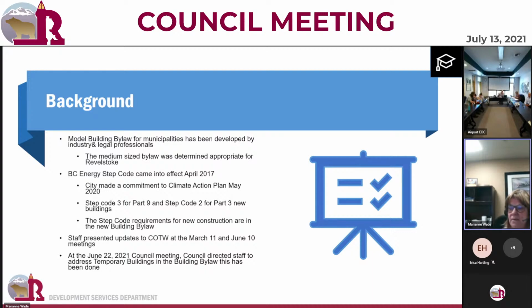We have presented updates to Committee of the Whole on March 11th and June 10th. And we also have addressed the recommendations that were made by the CAO in regards to staff making changes with temporary buildings, and that has been incorporated into this building bylaw as well.